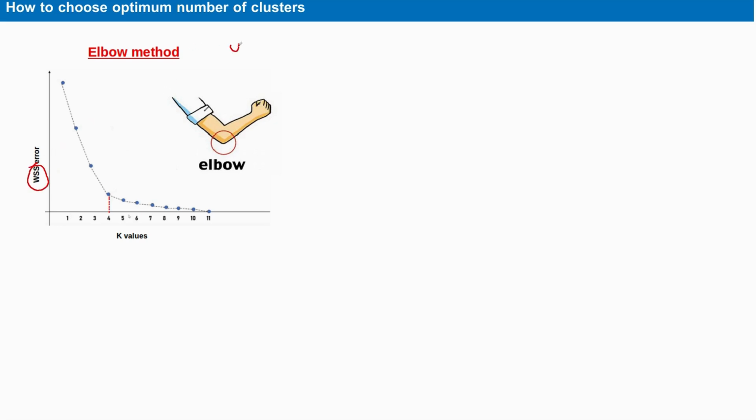WSS means within cluster squared sum. Here I will write it: within cluster squared sum. That is the error we need to find.